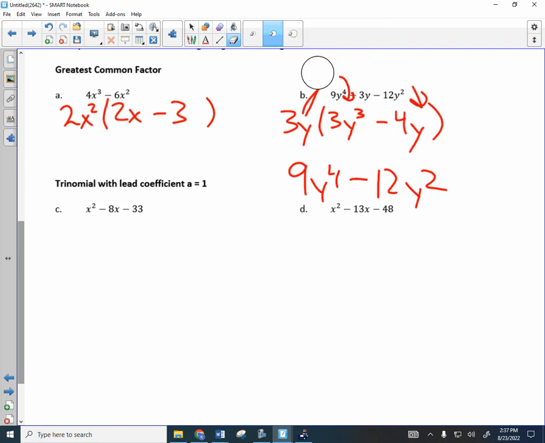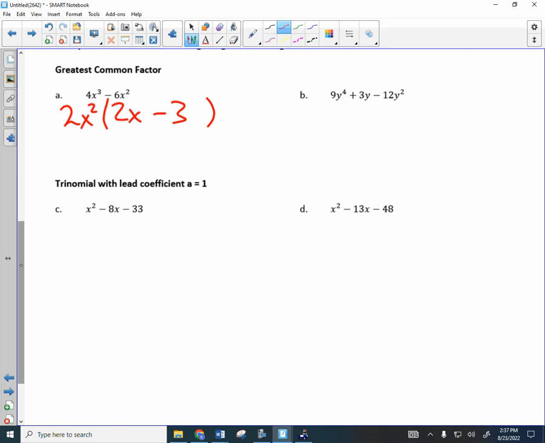So every time you do this type of factoring, you should be able to take out that 3y and then say, I have 3y, and 3y times what is 9y to the 4th? 3y cubed. 3y times what is 3y? That'll be the 1 that you spoke of. And then 3y times what is 12y squared? That'll be a 4y. So please keep that in mind.